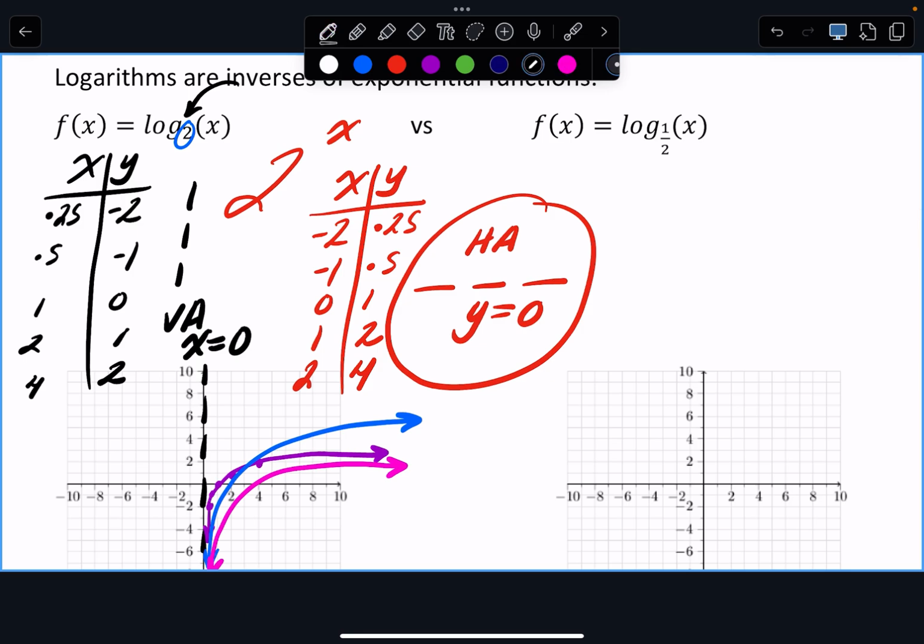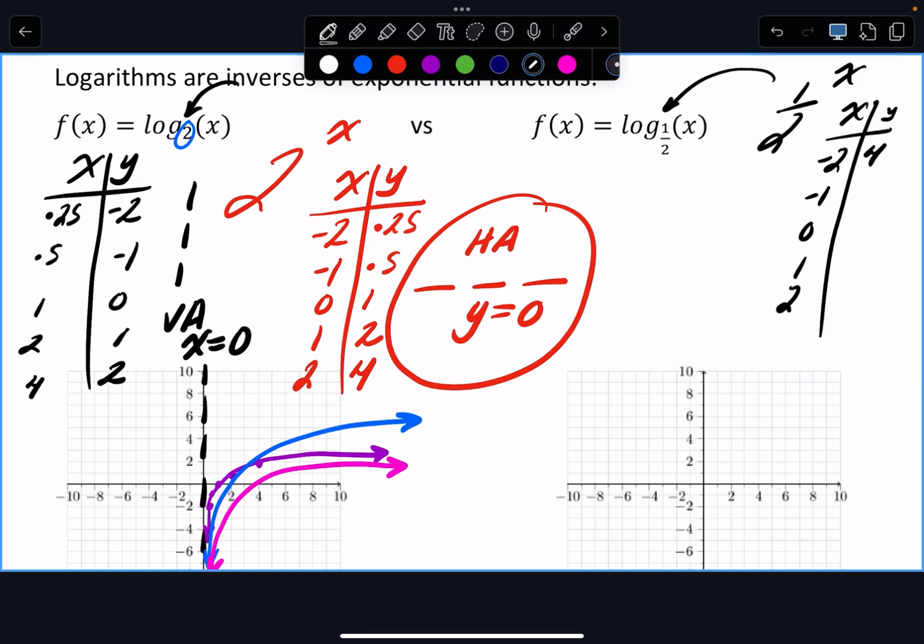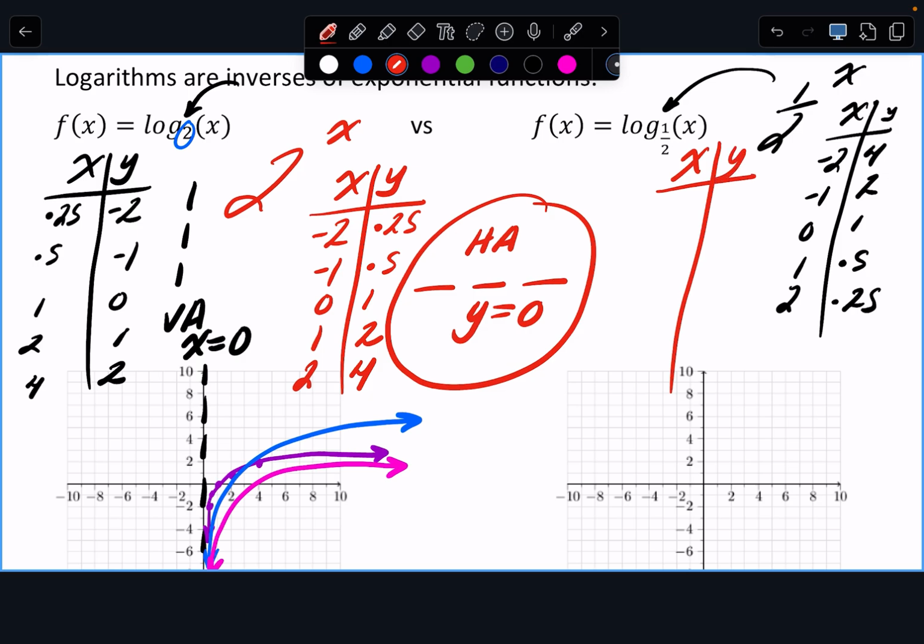So you would start with base 1/2 raised to the x, make an xy chart. -2, -1, 0, 1, and 2. So that'd be 4, 2, 1, 0.5, 0.25. If you graph that, you're graphing the exponential, so we need to switch it. We just did one like this. I just wanted to show you what a decay log looks like. So 4, -2, 2, -1, 1, 0, 0.5, 1, 0.25, 2.